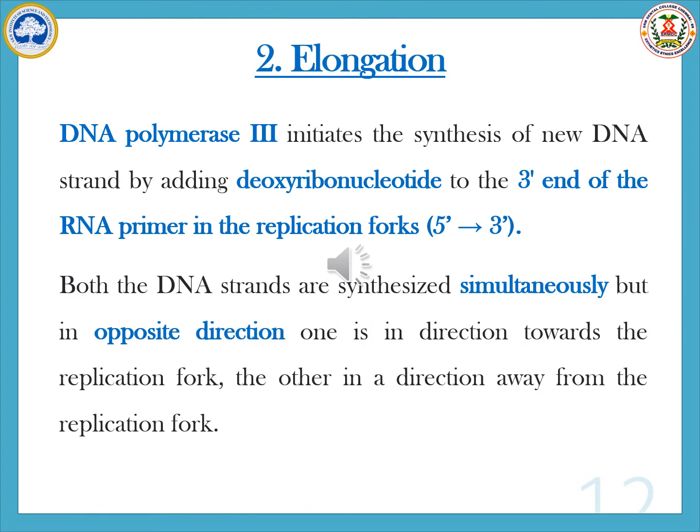Now we have come to the second stage, that is elongation. So after the formation of the replication fork, the DNA polymerase 3 starts the synthesis of the new strand by adding deoxynucleotides to the 3' end of the RNA primer. Thereby both the strands in the DNA are synthesized simultaneously in opposite directions, one towards the replication fork and the other away from the replication fork.